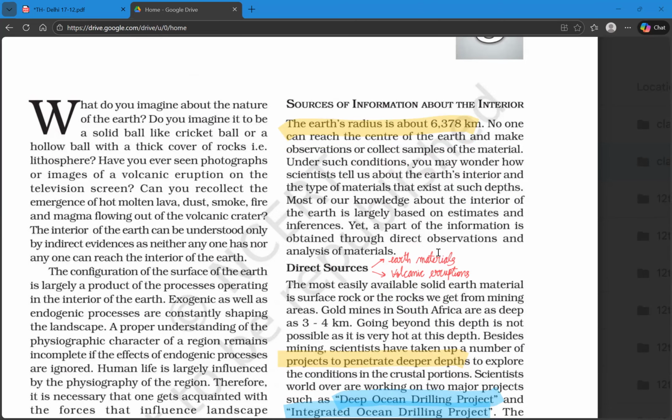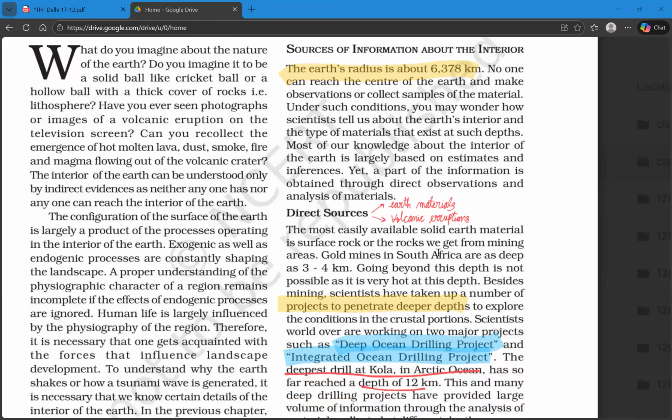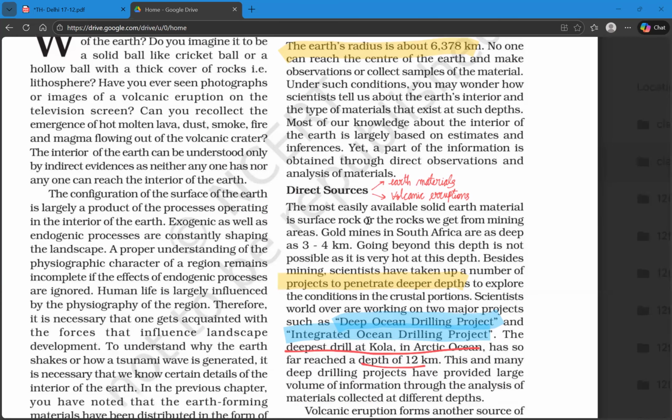So, we have two divisions under sources of information: first, direct sources, and second, indirect sources. Let's see the direct sources first. The most easily available solid earth material is surface rock, or the rocks we get from mining areas. So the first direct source is earth materials, the surface rock or the rocks we get from mining areas. Gold mines in South Africa are as deep as 3 to 4 kilometers.